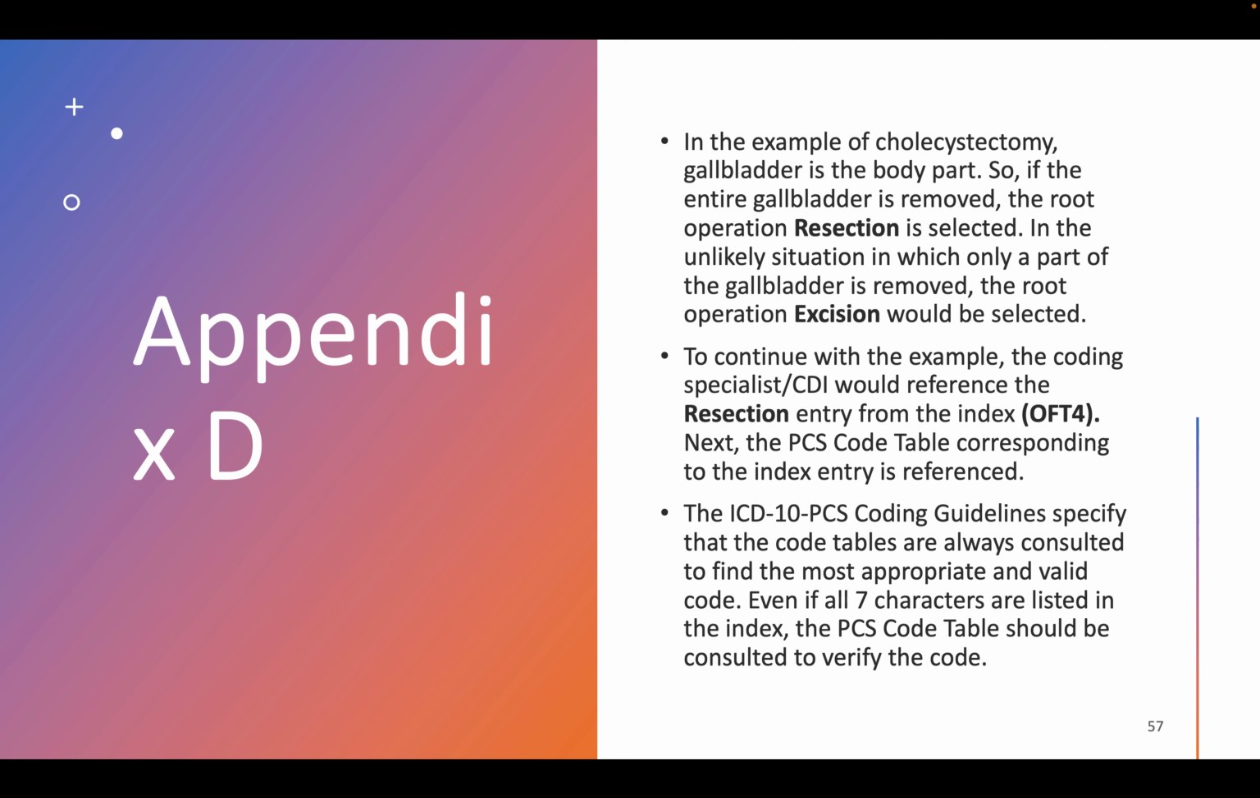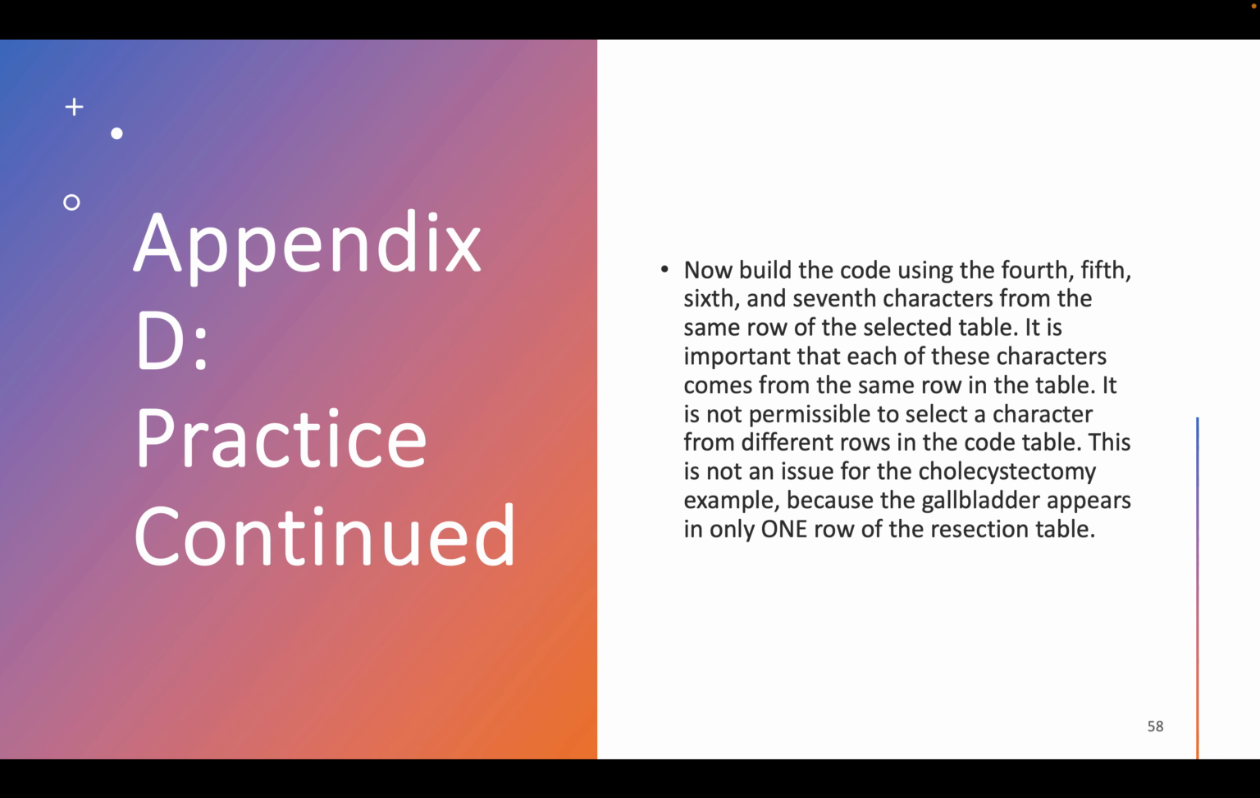Next, the PCS code table corresponding to the index entry is referenced. The ICD-10-PCS coding guidelines specify that the code tables are always consulted to find the most appropriate and valid code. Even if all 7 characters are listed in the index, the PCS code table should be consulted to verify the code. So that means you have to flip over in your book to that body section and look and make sure that everything lines up on your row for that gallbladder procedure or whatever procedure you're coding.